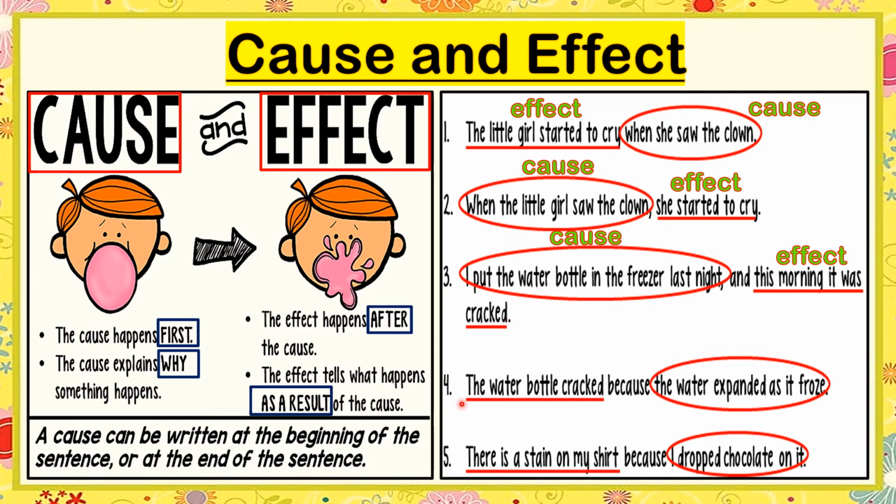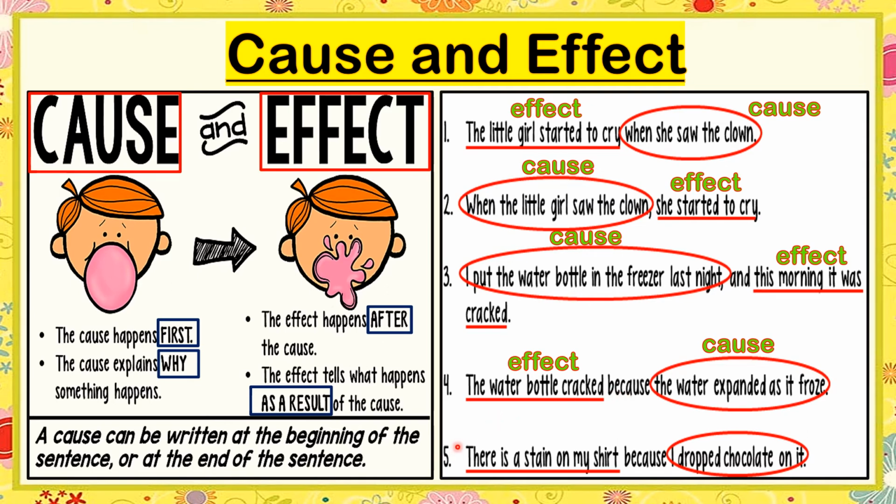Now, let's proceed to number 4. The water bottle cracked. Why? Because the water expanded as it froze. So, the water bottle cracked as an effect of the water expanding as it froze.